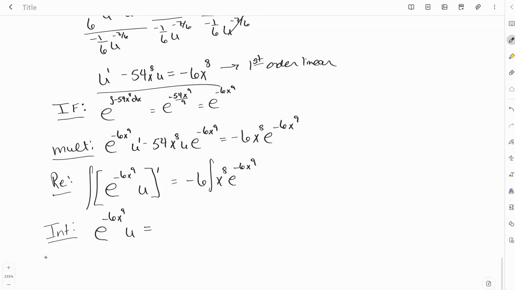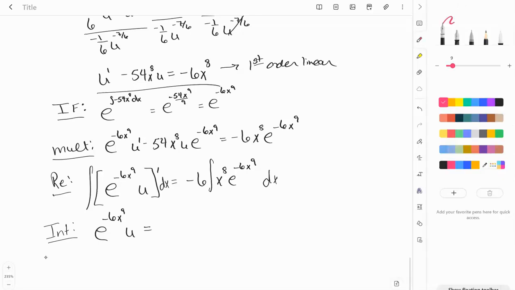This side, I got to think about a u substitution. So my u here would be negative 6x to the 9th. du is the derivative of that, negative 54x to the 8th. So you can see how that x to the 8th is going to be absorbed inside of this du, but we are missing the negative 54. We can multiply it in as long as we compensate on the outside. So now we're going to have 1 over 9. And when I integrate e to the u, I'm going to get e to the u. And then we're always going to have that plus c on the end.